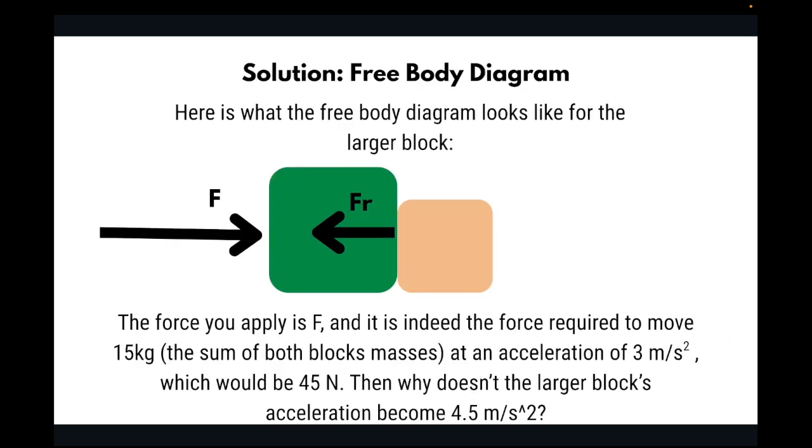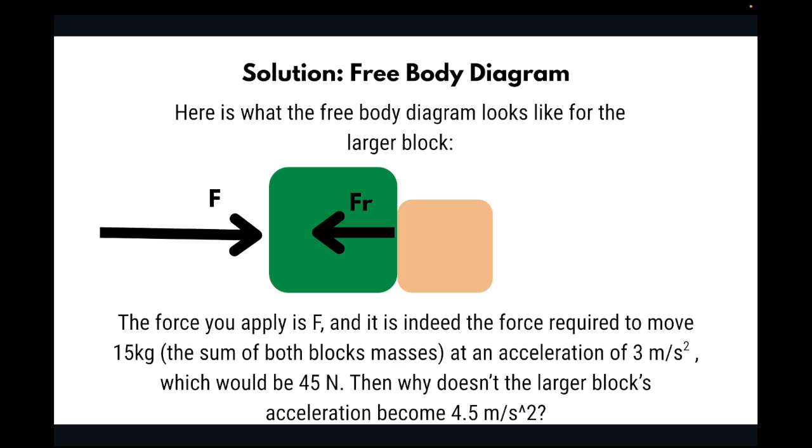Okay, let's see. Here's what our solution looks like. Here's what the free body diagram looks like for the larger block. You have F, which is the force that you apply. And it is indeed the force required to move 15 kilograms, which is, remember, the sum of the masses of both blocks, because in this case, they're one system. It's the force required to move the 15 kilograms of blocks at an acceleration of 3 meters per second squared. And if you do your double checking with Newton's third law, it does indeed check out because 15 times 3 is 45, which is the force that you're applying.